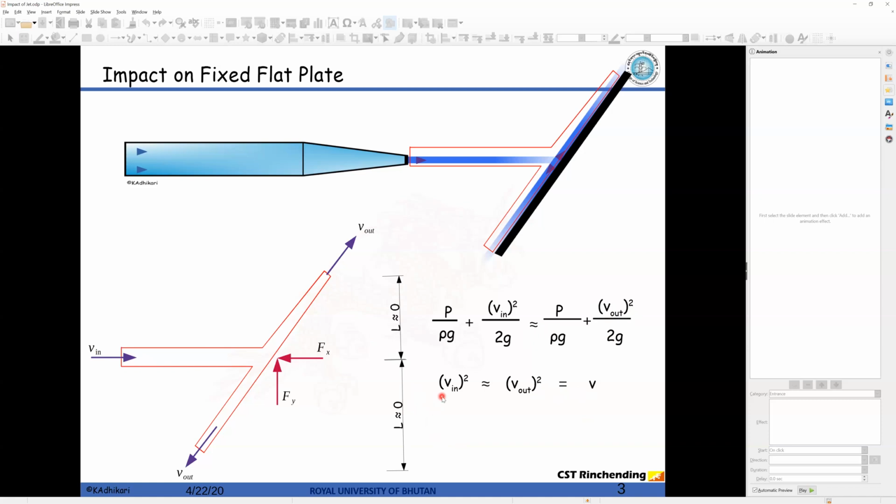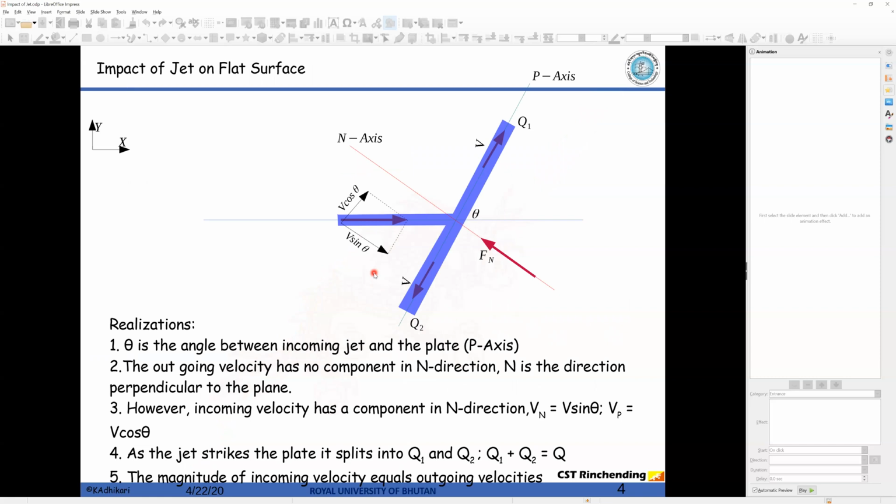Further, we can break this velocity into components in x and y direction if we wish to, or else we can directly analyze by taking this plane. So what I have done is I am taking two axes, that is the n-axis, which is perpendicular to the plane, and the p-axis, which is parallel to the plane. By the way, this is the control volume. This blue shaded place is the control volume, which indicates the water is flowing from here and going out.